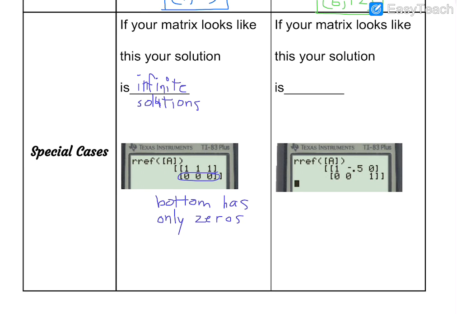And then on the other side, if your matrix has this 1 and then some number, then 0, so this number is a changing number, that'll change based on some various information. And then the bottom you have that 0, 0, 1. That means that they are parallel lines and we have no solution.